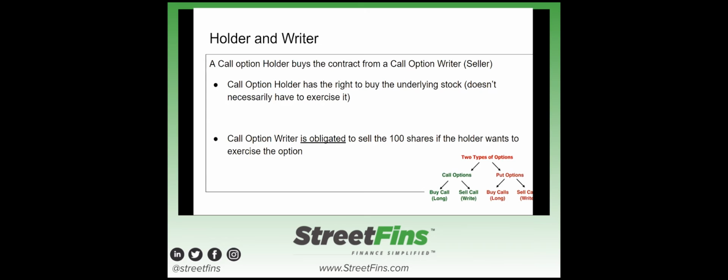So, holder and writer. A call option holder buys the contract from a call option writer. A call option holder has the right to buy the underlying stock and doesn't have to necessarily exercise it. A call option writer is obligated to sell the 100 shares if the holder wants to exercise the option.